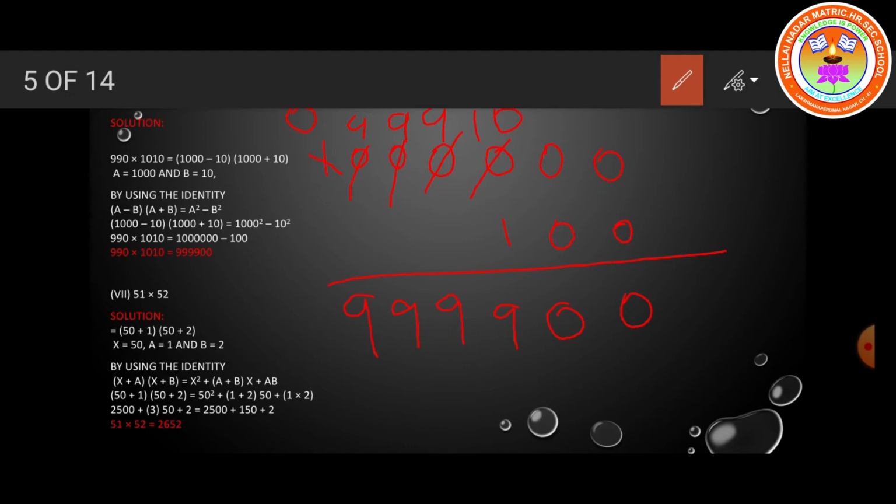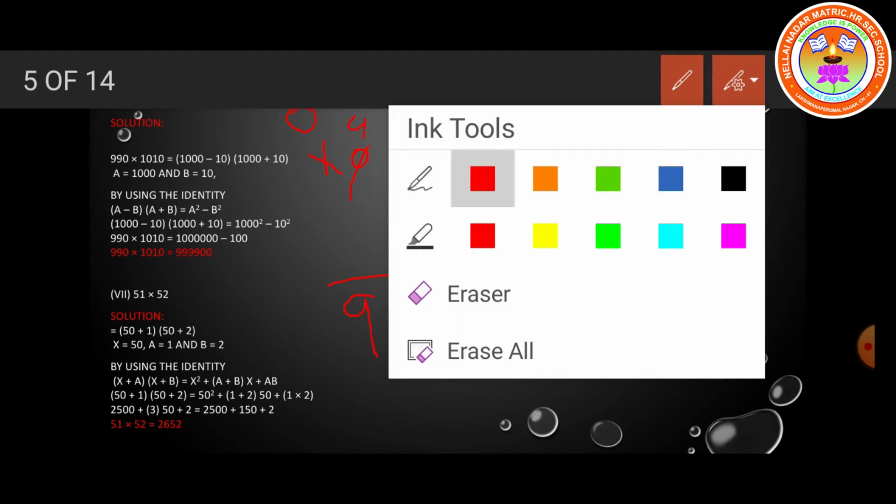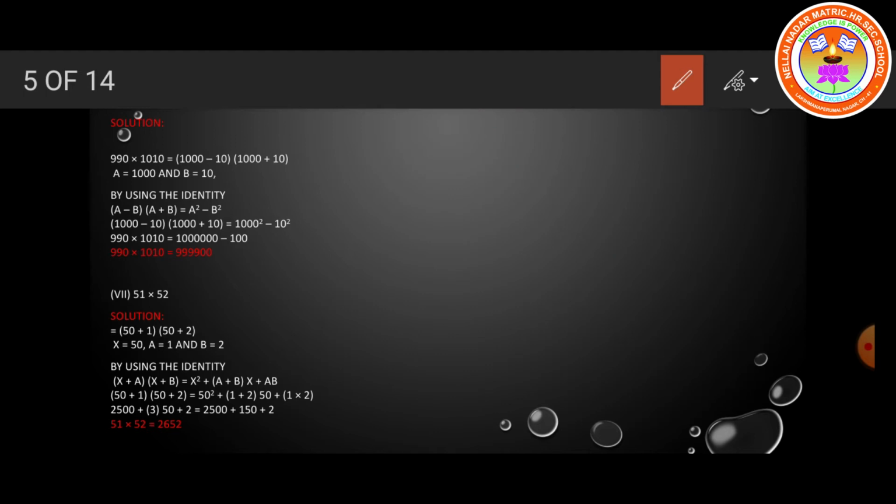999,900. Can you understand, all of you? Now we are going to see the next sum. Next sum, what is this? 51 into 52. 51 can be written as 50 plus 1. 52 can be written as 50 plus 2.